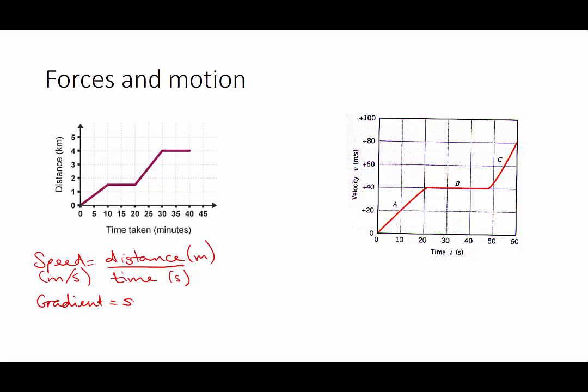The gradient, or the steepness of the graph, is going to tell you the speed. So in the first section of this graph, we're going at a slow speed, it's got a low gradient, and in the next section it's going faster. If it's horizontal, that means the gradient is equal to 0, and it's a stationary object, it's not moving at all.